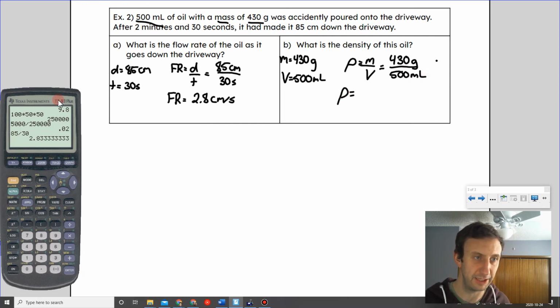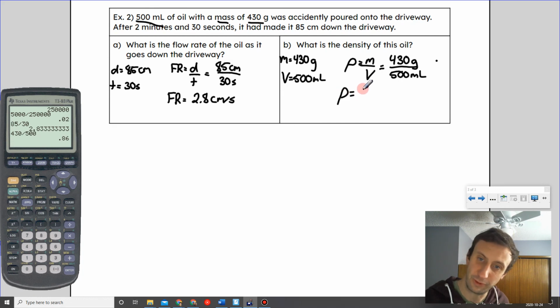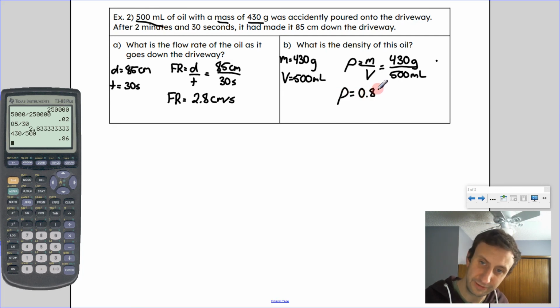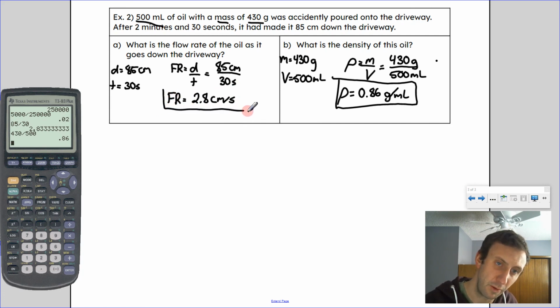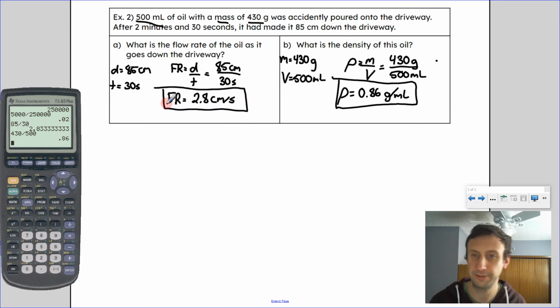So going back to my calculator, 430 divided by 500, and there's my density. It's going to be 0.86 grams per milliliter. So there's my density calculation. There's my answer. Let's try that box again. There we go, that's better.